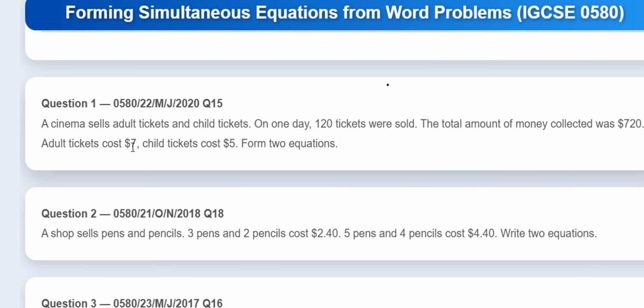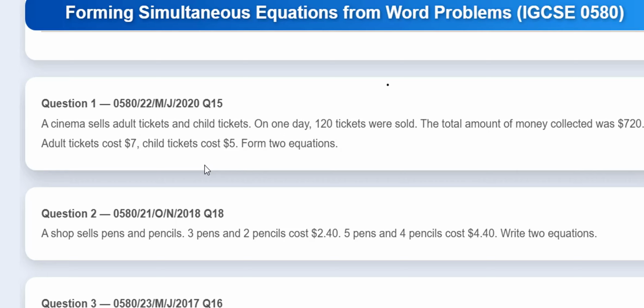It says, a cinema sells adult tickets and child tickets, and one day, 120 tickets were sold. The total amount of money collected was $720. Adult tickets cost $7, and child tickets cost $5. Then you are told to form the two equations so that they are simultaneous equations, of course.